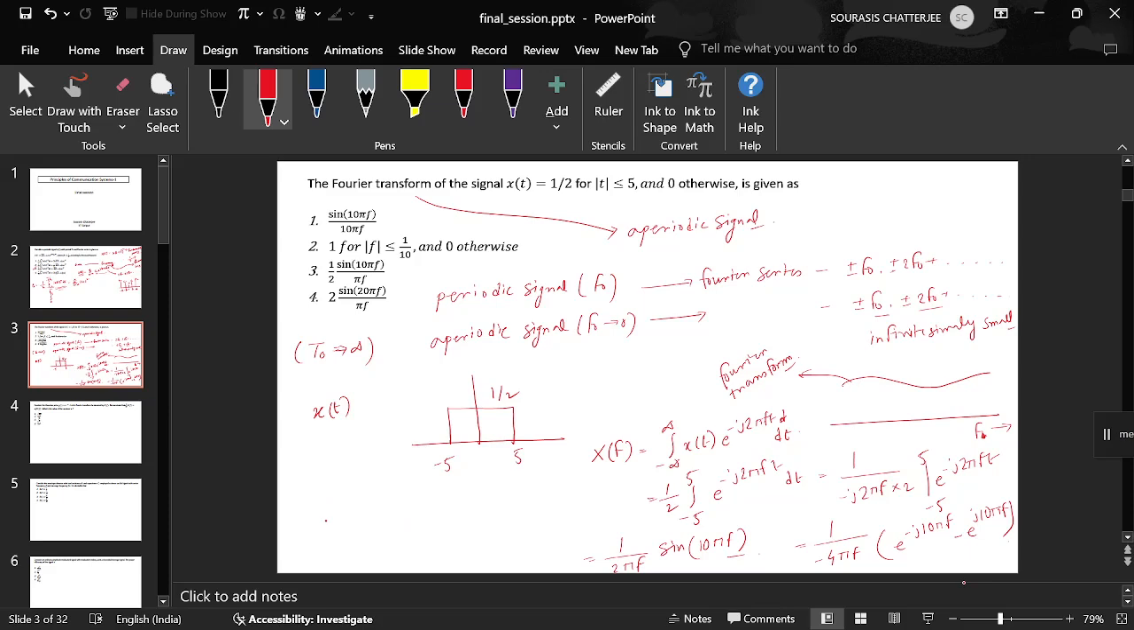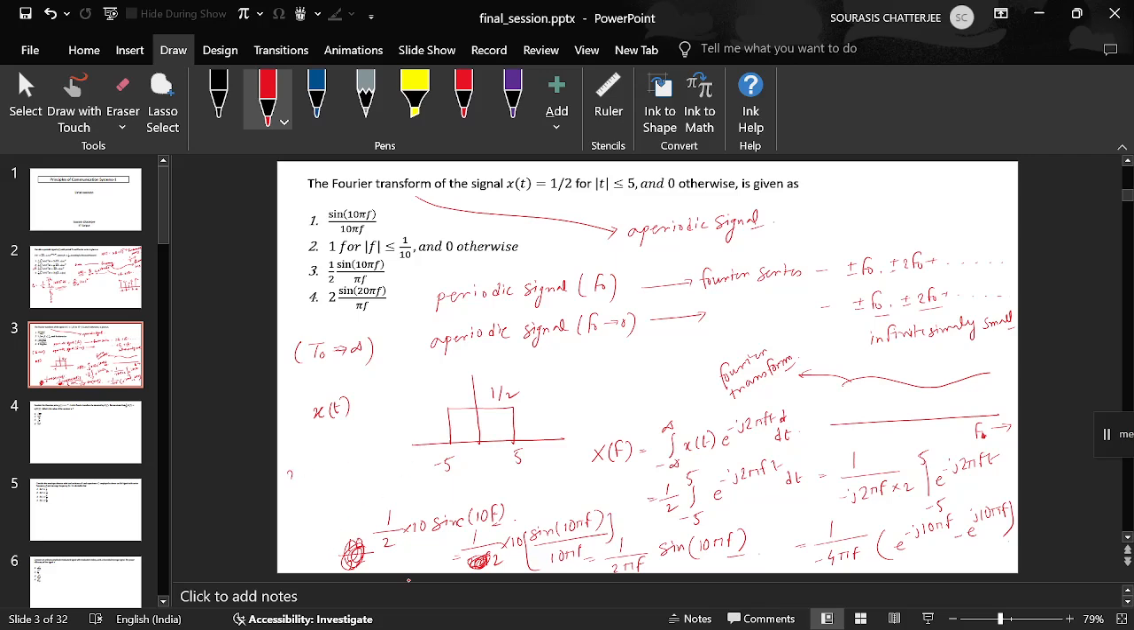One more thing here. We can also write this as 1 over 2 pi f into 10 sine 10 pi f divided by 10 pi f, and this we already know is a sinc function. So it's 1 over 2 times 10 sinc 10 f.